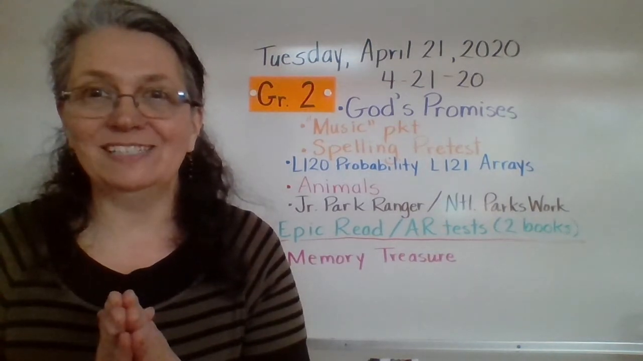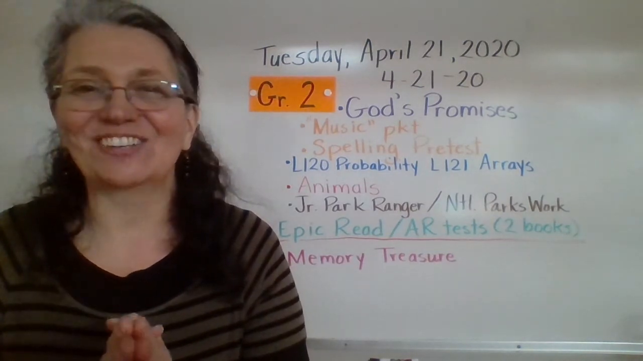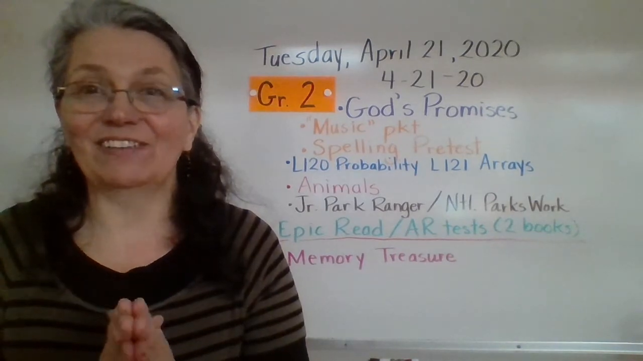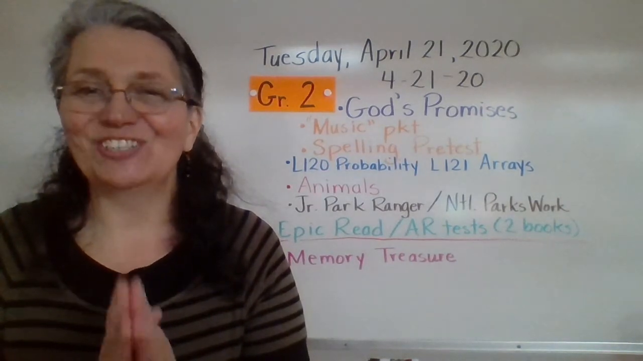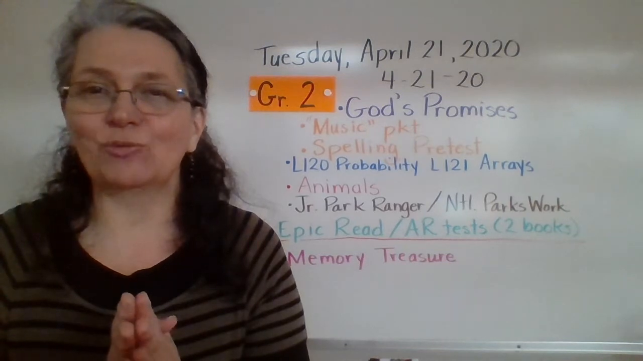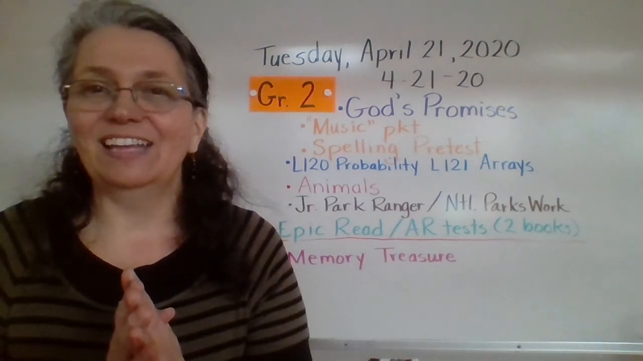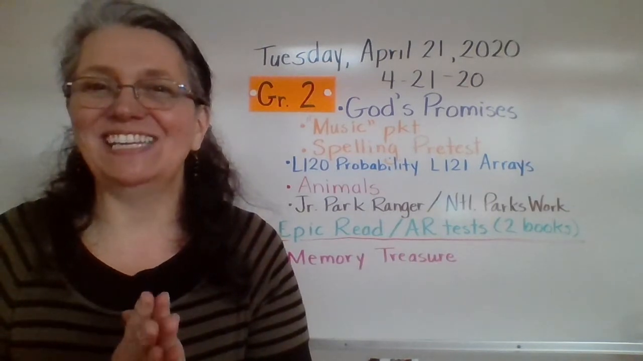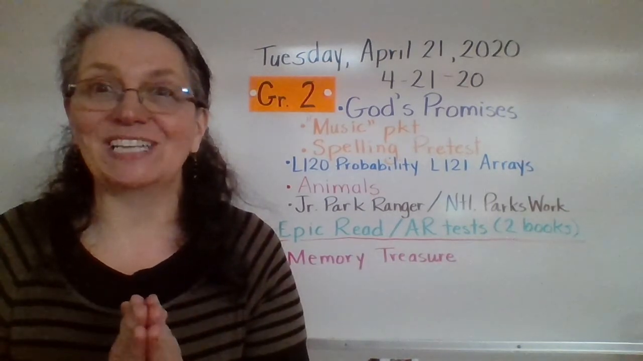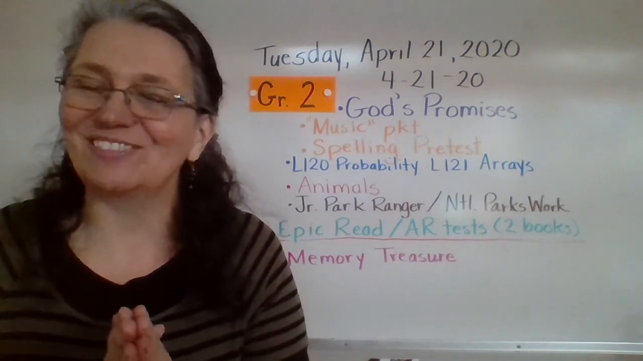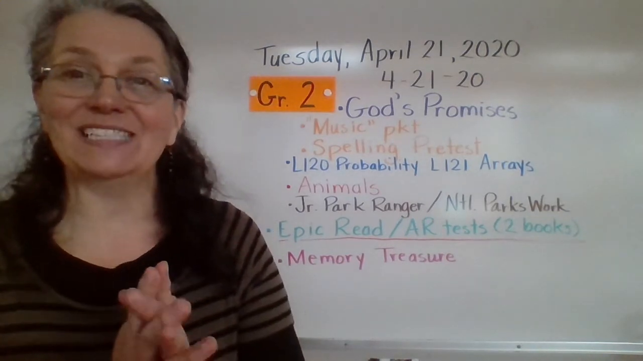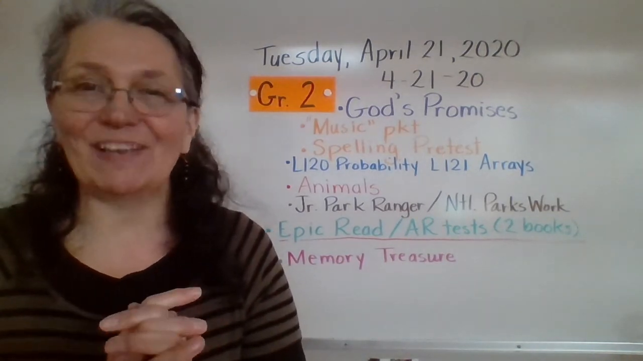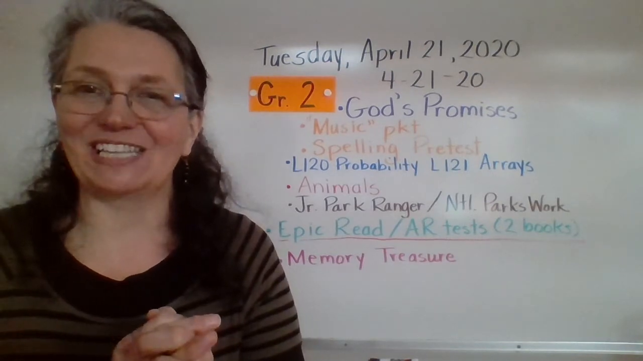6 times 3 is 18. 3 times 6 is 18. 7 times 3 is 21. 3 times 7 is 21. 8 times 3, 24. 3 times 8 is 24. And then what about 3 times 7? Or excuse me, 3 times 9. We did 3 times 7. 3 times 9 is 27, and 9 times 3 is 27 as well.